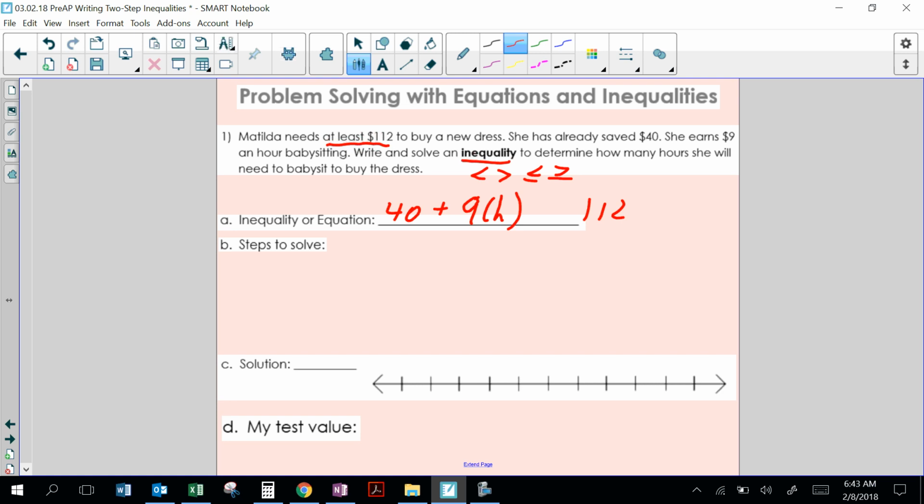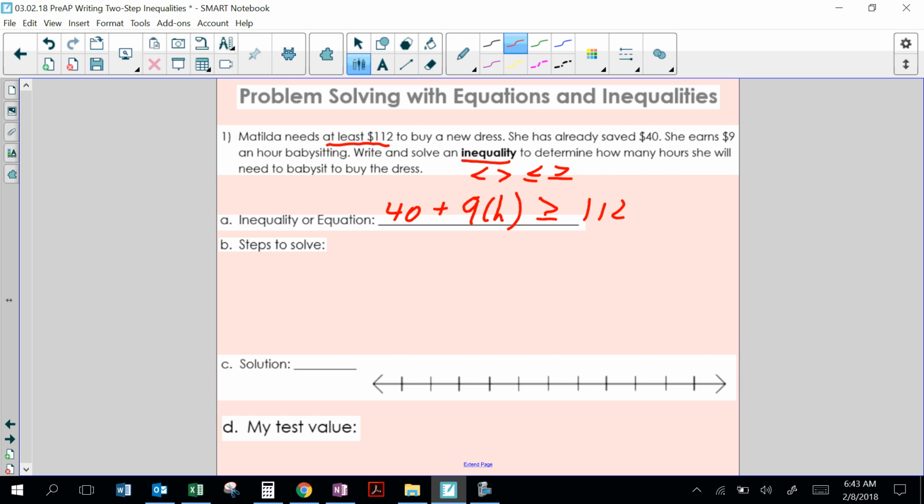Does that mean if 112 is the least, is $100 enough? No, you can't buy the dress because she needs at least 112. So she needs more than that. So it's more than, but she can have equal to. If she has 112, she's good. She can buy the dress.